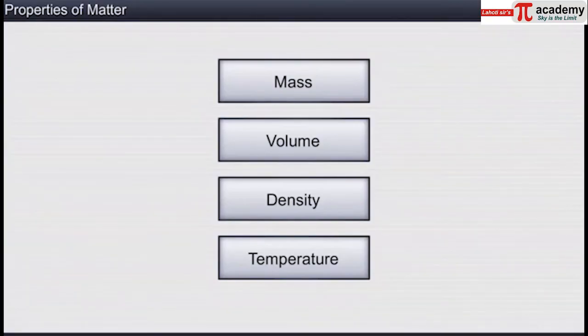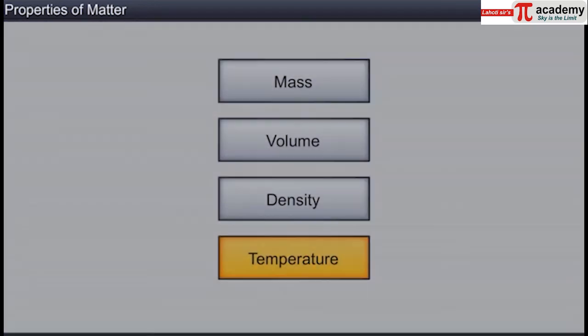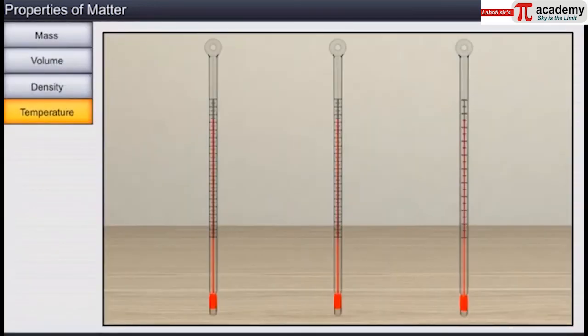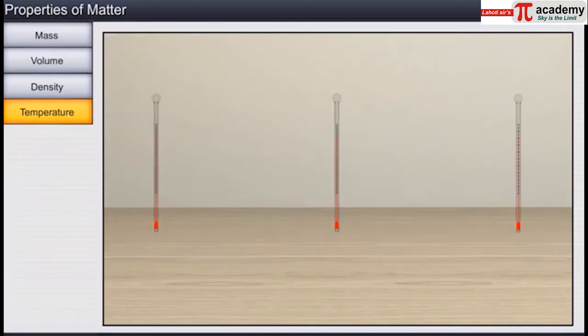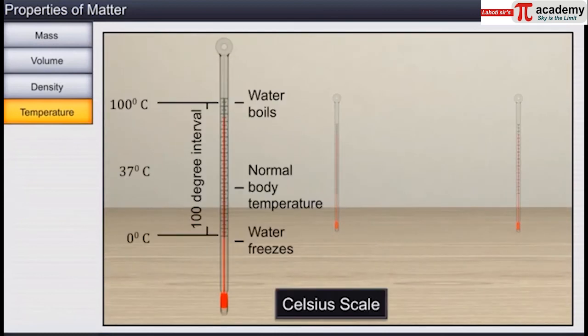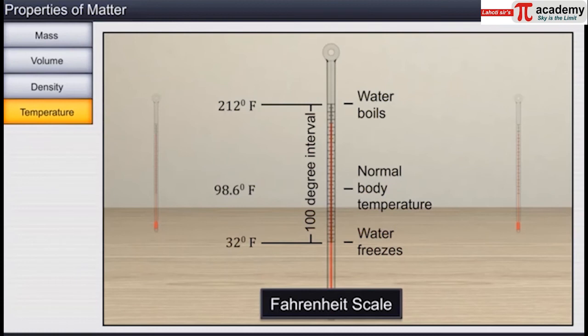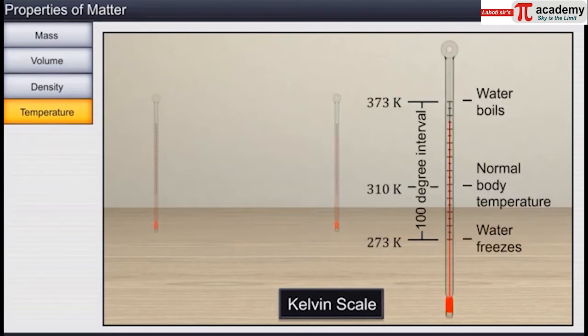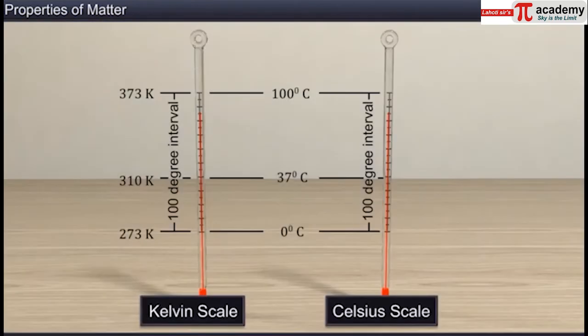Finally, let's look at temperature. There are 3 scales used to measure temperature: degree Celsius, degree Fahrenheit, and Kelvin. The Celsius scale is the most common unit for temperature, and we learnt that the SI unit for temperature is Kelvin. So, let's see how the 2 scales are related.